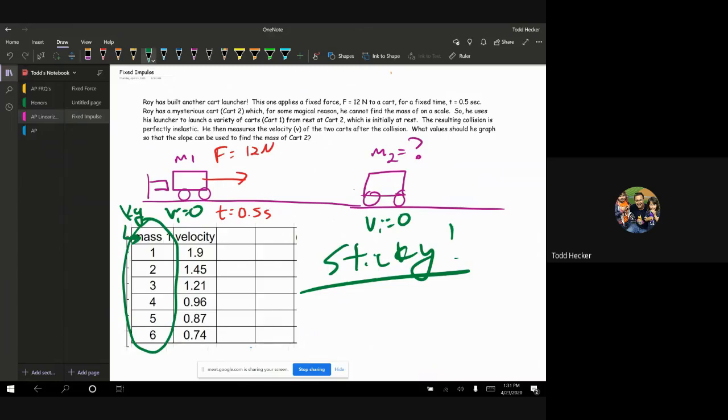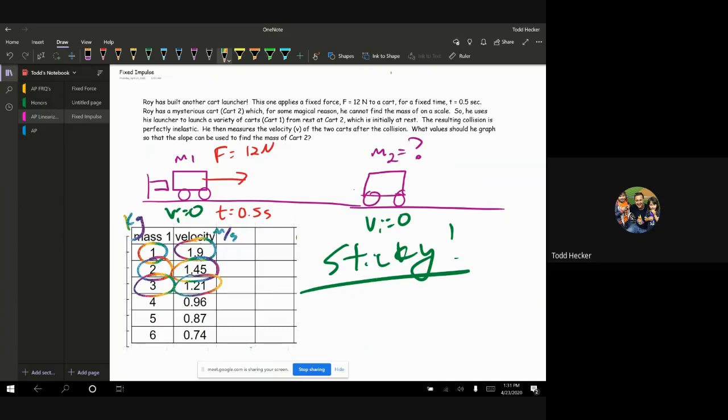Okay. So here's what the data table is telling us. I forgot to put units on it. So the mass is in kilograms, the velocity is in meters per second. If he launches a 1 kilogram cart at cart 2, after the collision, they're going at 1.9 meters a second. If he launches a 2 kilogram cart, after the collision, they're going at 1.45 meters a second. If he launches a 3 kilogram cart, after the collision, they're going at 1.21 meters a second.